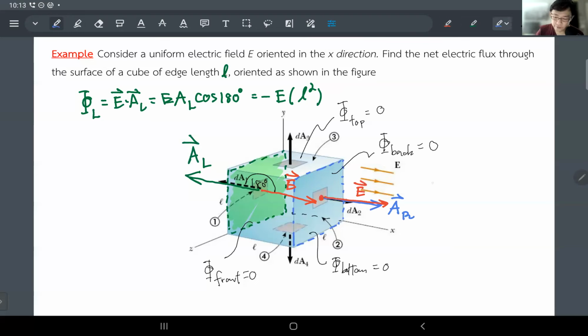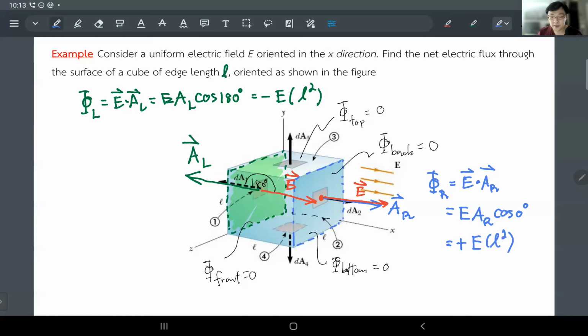That means the flux through the right side surface is going to be E dot the A on the right vector. That is going to be the magnitude of E, magnitude of A on the right, and the cosine of 0. Of course, cosine 0 is 1. So it's going to be, let me emphasize, positive E L squared.